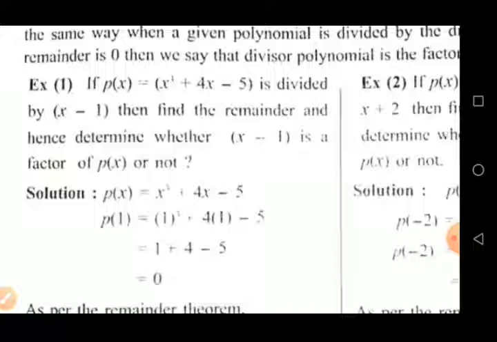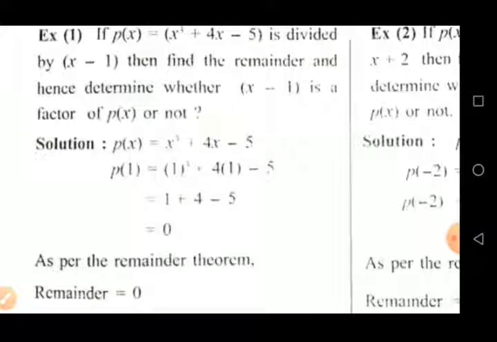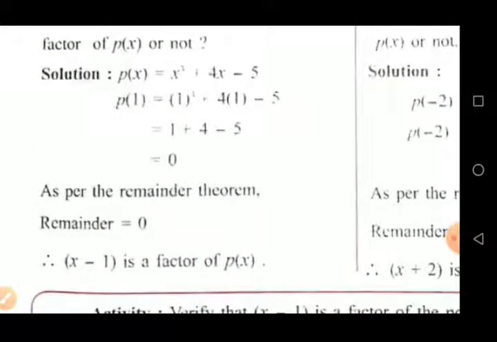As per the remainder theorem, remainder is 0 here. And we have seen that if remainder is 0, then divisor is a factor of dividend. In this case, the remainder is 0, so the divisor x minus 1 is a factor of p of x.